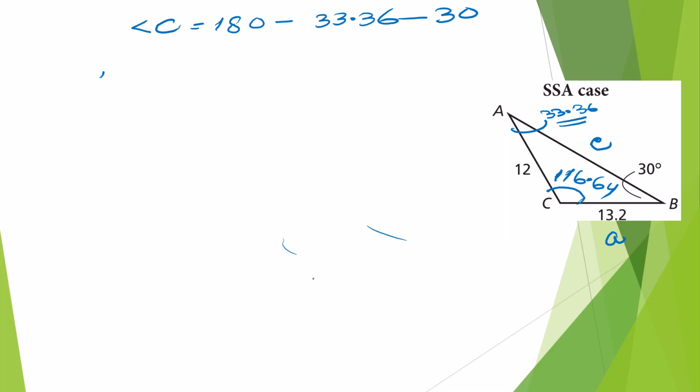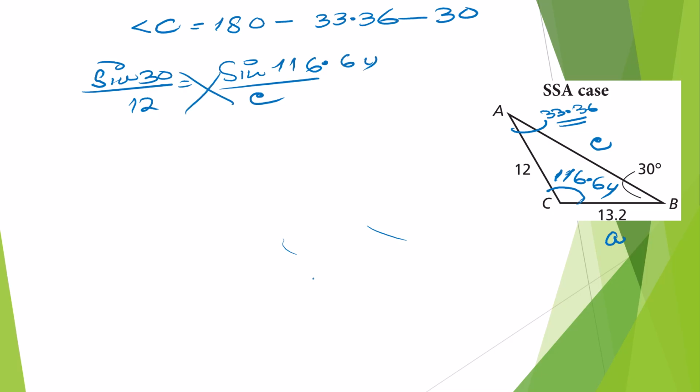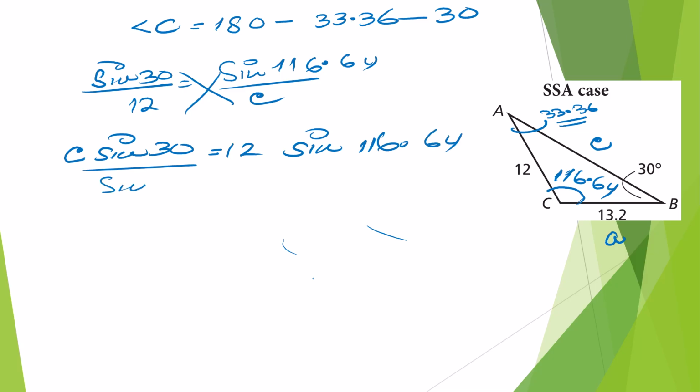So what do we know? We know that sine B is 30 over small b is 12, and we have to find the small c, and capital C we just found, that is 116.64. Cross multiply. In order to cross multiply, we multiply the C with sine 30 equals, we multiply the 12 with sine 116.64. To find the C, I will divide both sides by sine 30.